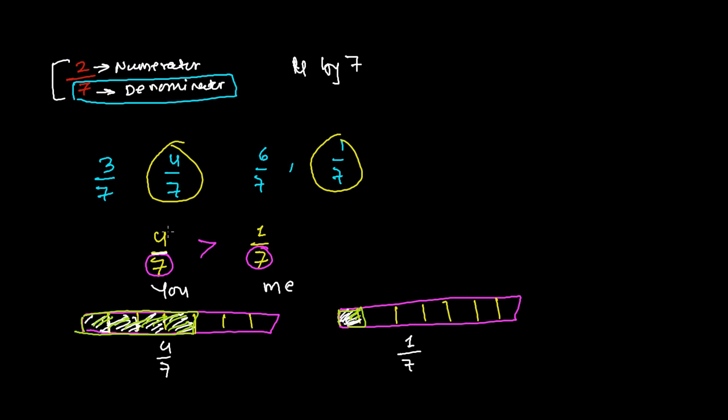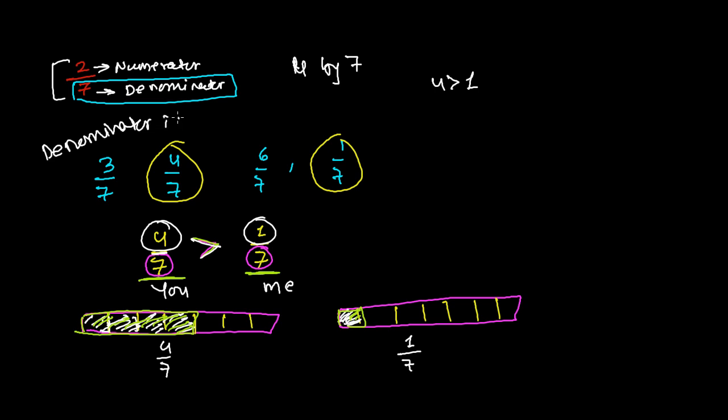Anyways, so you ate more, it means you are bigger, all right, and I ate less, it means I am smaller. So any time whenever you see the same denominator, just look at the numerator. Here is 4 and here is 1. Everybody knows that 4 is bigger than 1, so definitely this 4 by 7 is bigger than 1 by 7. All right, this was the case when the denominator is the same.